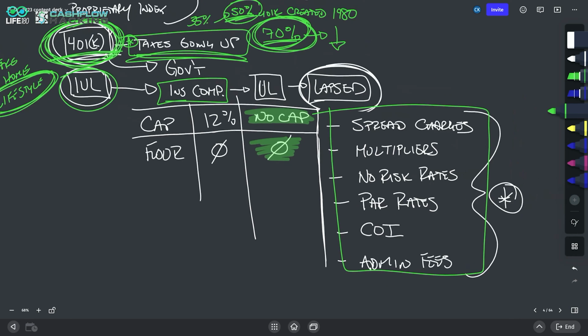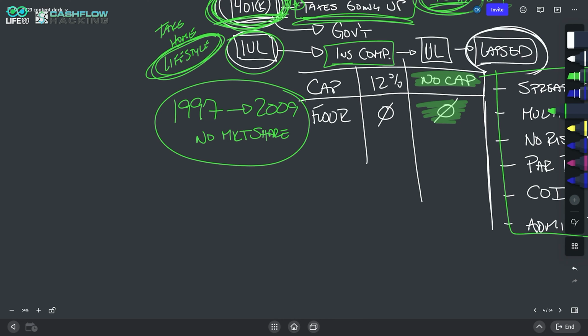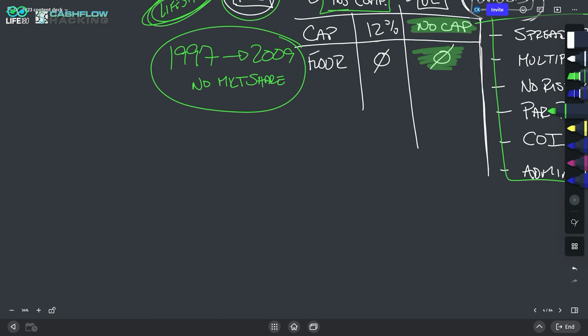And if you look at IULs, they were created in 1997. And then from 1997 to 2009, there was virtually no market share. The reason is because there wasn't a very compelling story. It just was what it was. There was not much going on. But in 2009, the story of upside potential and downside protection came in, but nobody really talked about it. It was just a marketing ploy.